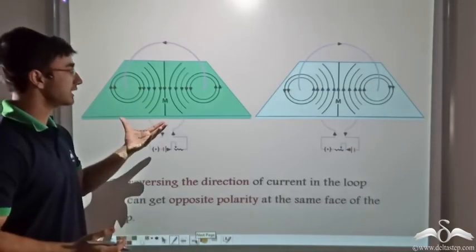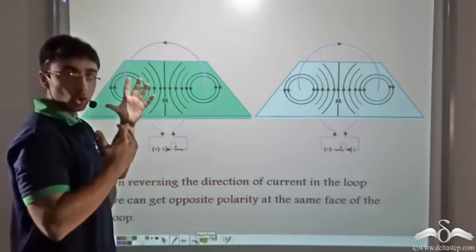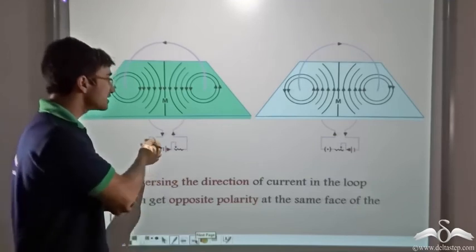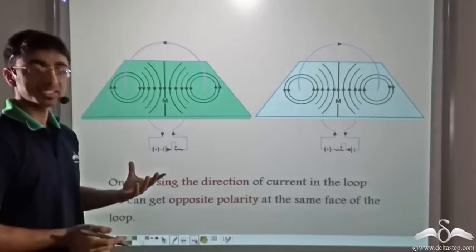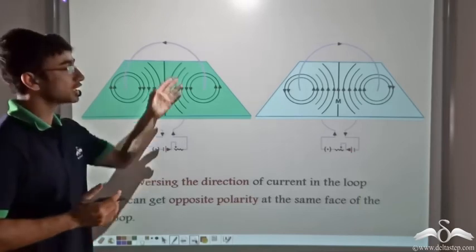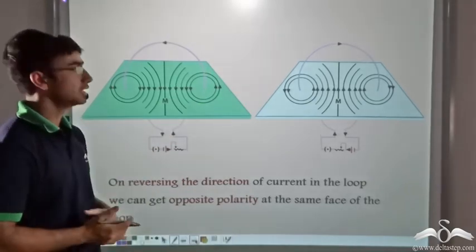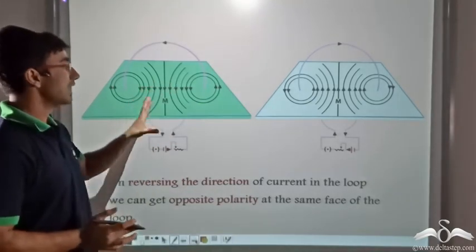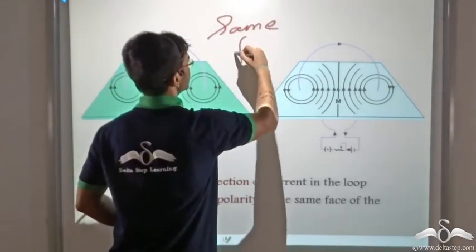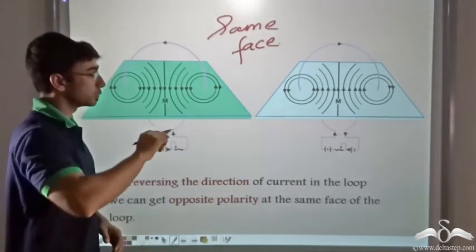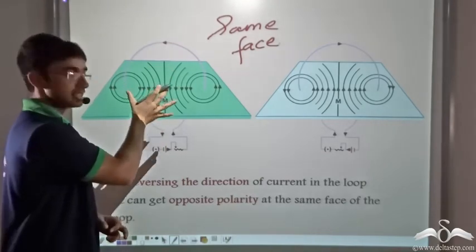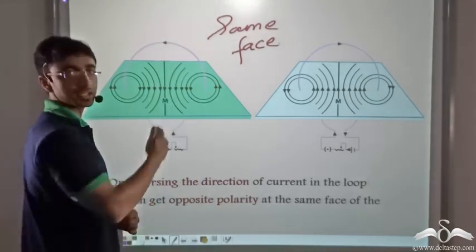Now the same polarity which we had looking at a particular face, that polarity can be reversed if we simply reverse the direction of current. Because we have seen that when current flows in an anti-clockwise direction, it is north pole, and in clockwise direction, it is south pole. So let us say that we are looking at the same face of the loop without changing our position. Now we can get different polarity on the same face if we simply change the direction of current flow.